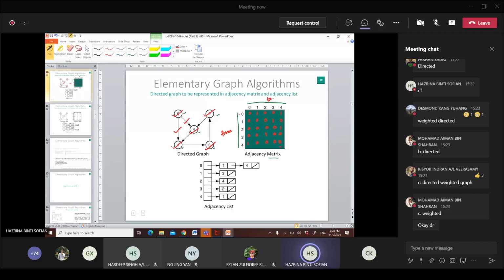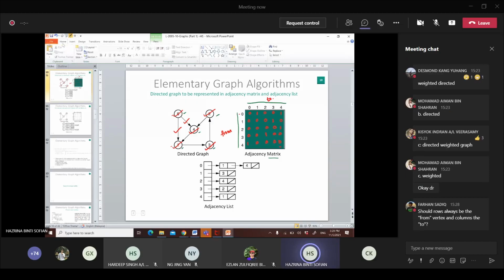Next, if we want to read our graph into an adjacency list, into a list, okay? For list and matrix, there are pros and cons when you want to do the implementation, okay? But today I'm just going to teach you the theory.